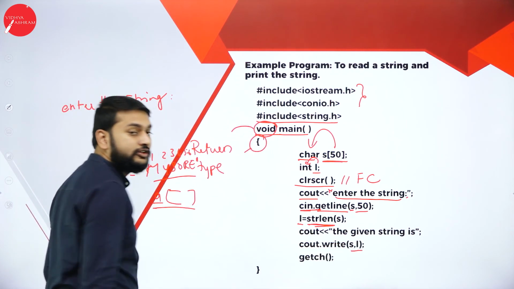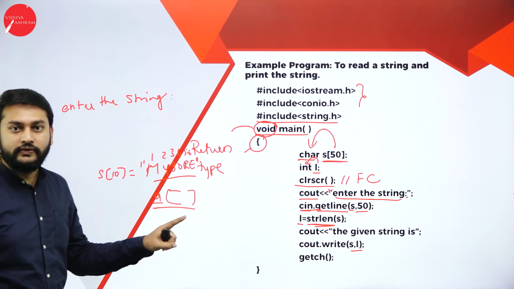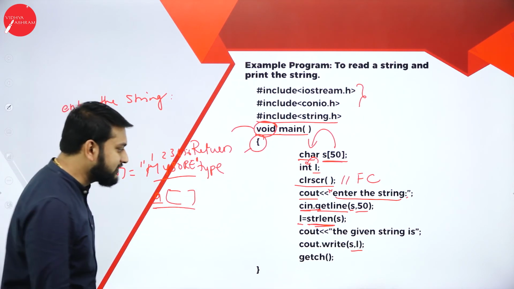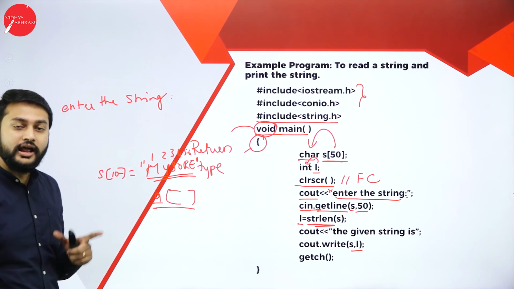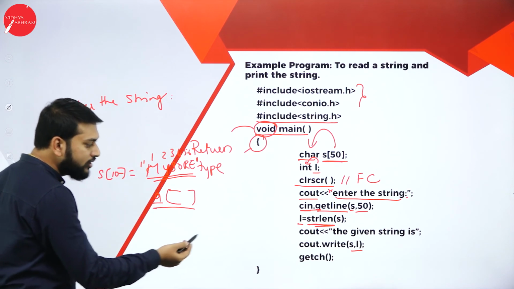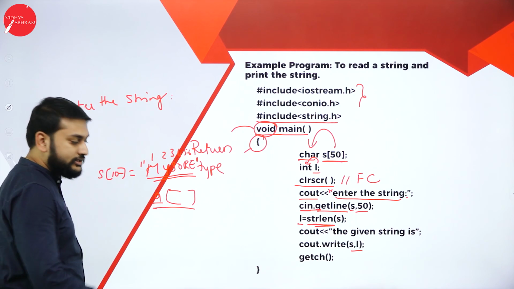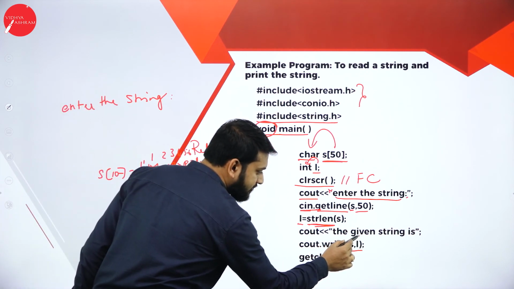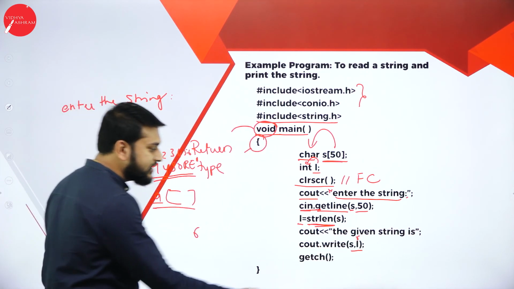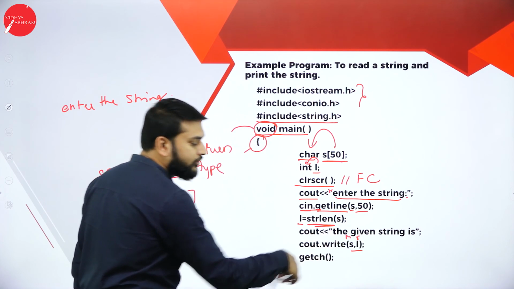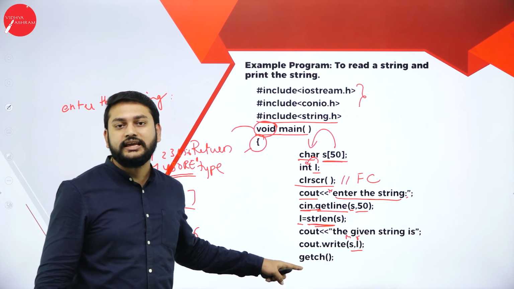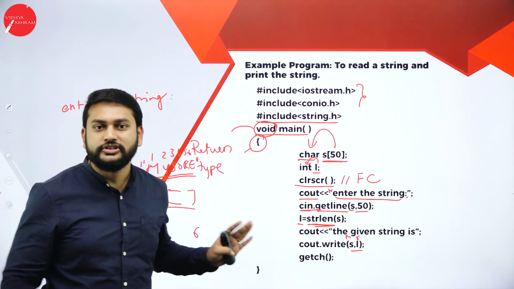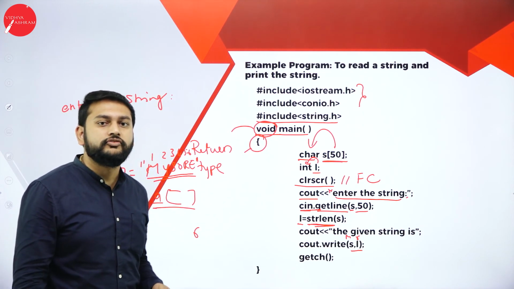Then after that, cout dot write, whatever I have in s, s dot length. S in the sense what? In this s I have stored Mysuru. So till where do I have to print? What is the length of the string? 6. So that is what I will pass as a parameter. So what is in s? I have Mysore here, so that Mysore will be printed. That's what you need to remember. After that, getch, I'll close the program. This is how this program is working for all of you.